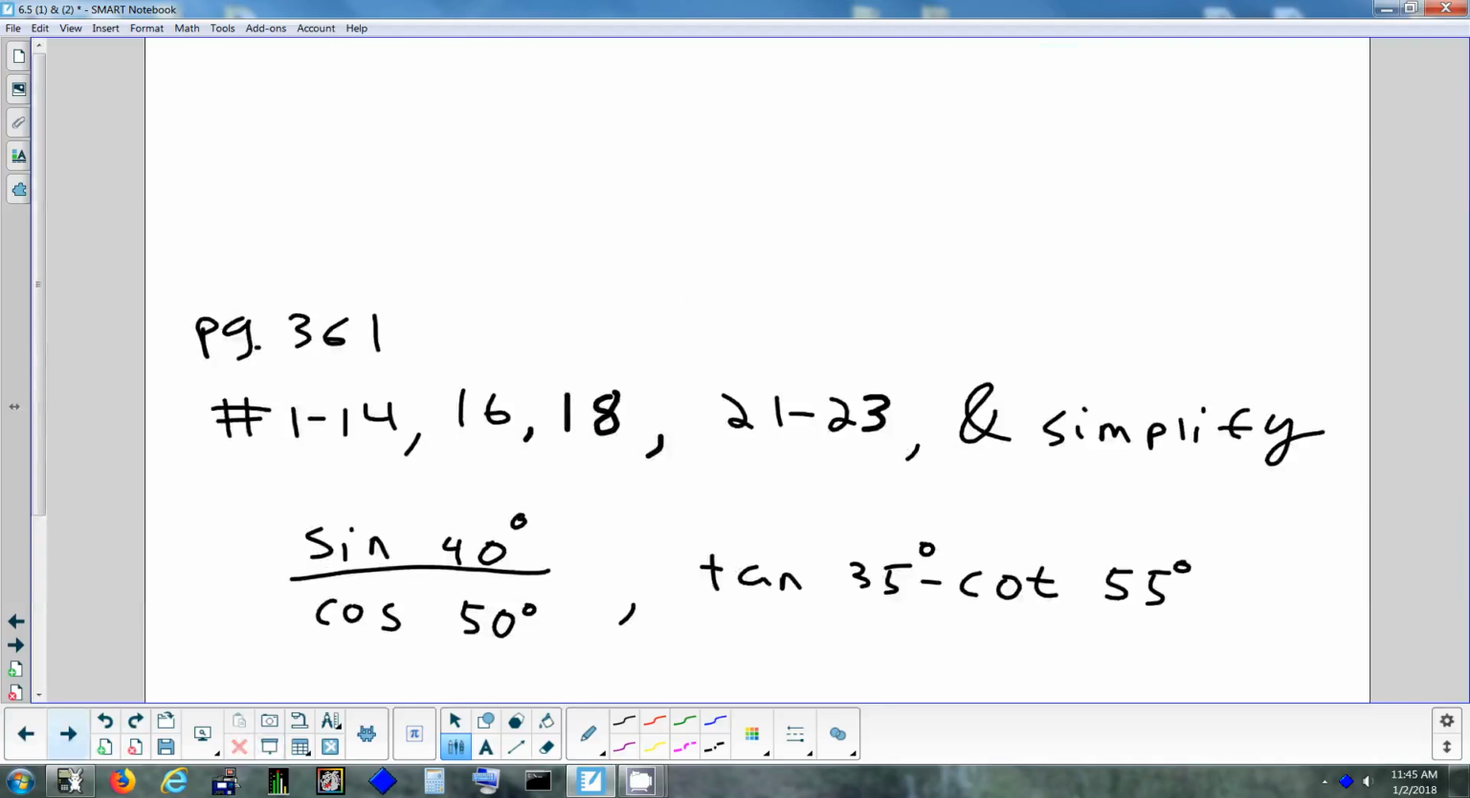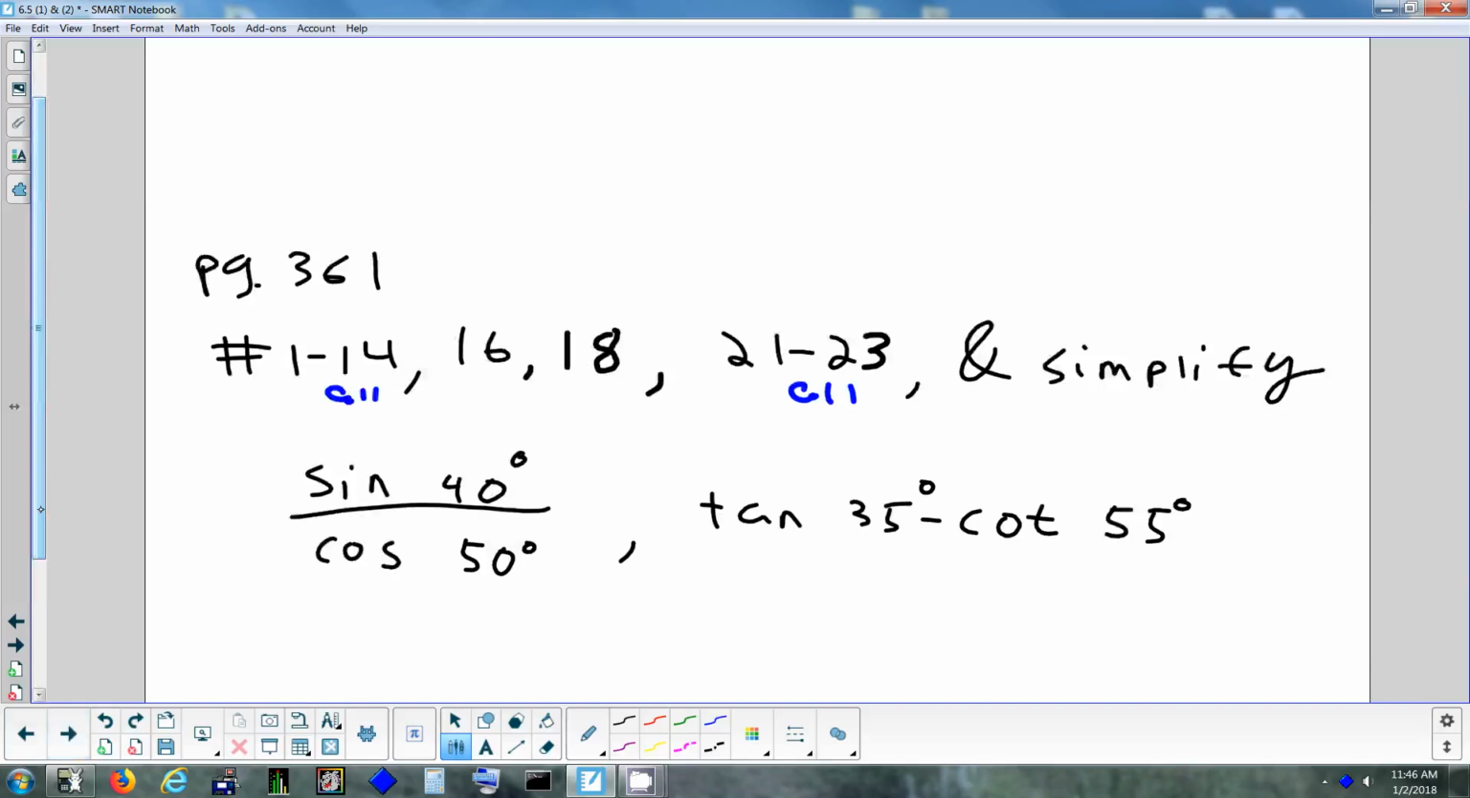Yeah, that's a good place to stop. Okay, so homework tonight's on 361. You've got about 20 minutes. You can get a little bit of a start on that. On 1 through 14, that's all. 16, 18, and 21 to 23 is all. Make sure you copy these last two. Sine of 40 over cosine 50, and tangent 35 minus cotangent 55.